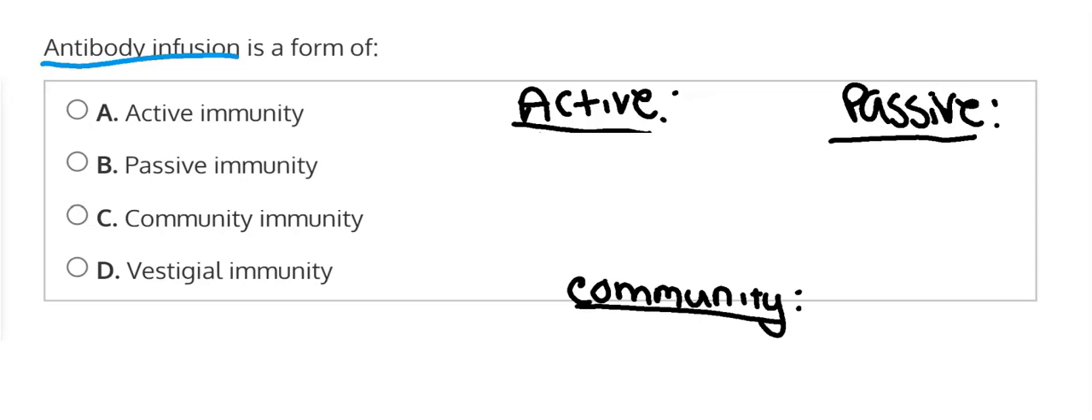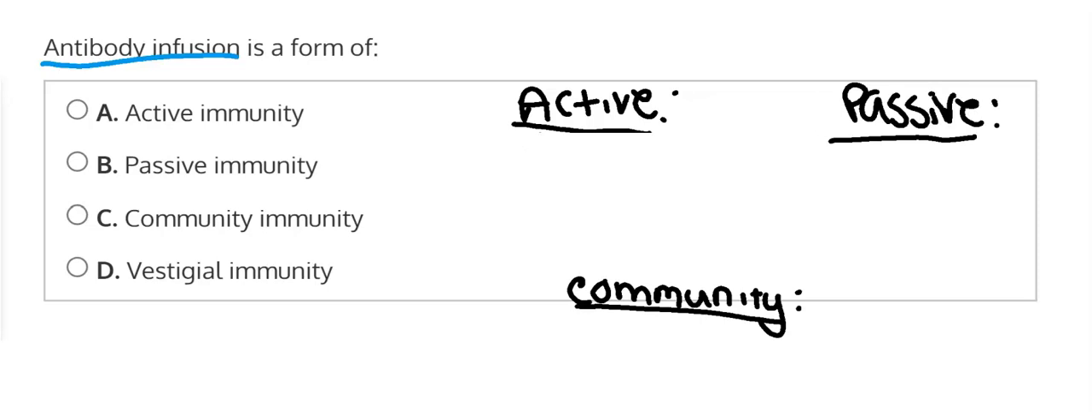So let's go through the definitions of these types of immunities that are in the question: the active, the passive, and the community immunities. Then we could better understand which one works best for antibody infusion after we review what that means as well. Before we begin, when we look at the choices here, we see active immunity, passive immunity, community immunity, and vestigial immunity.